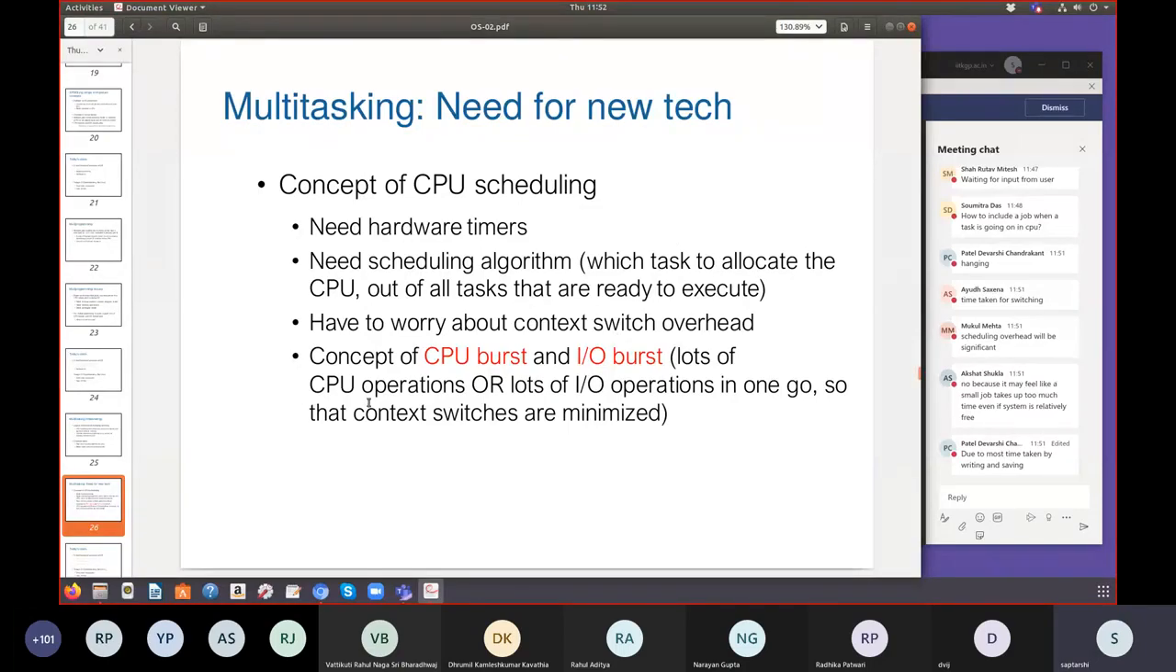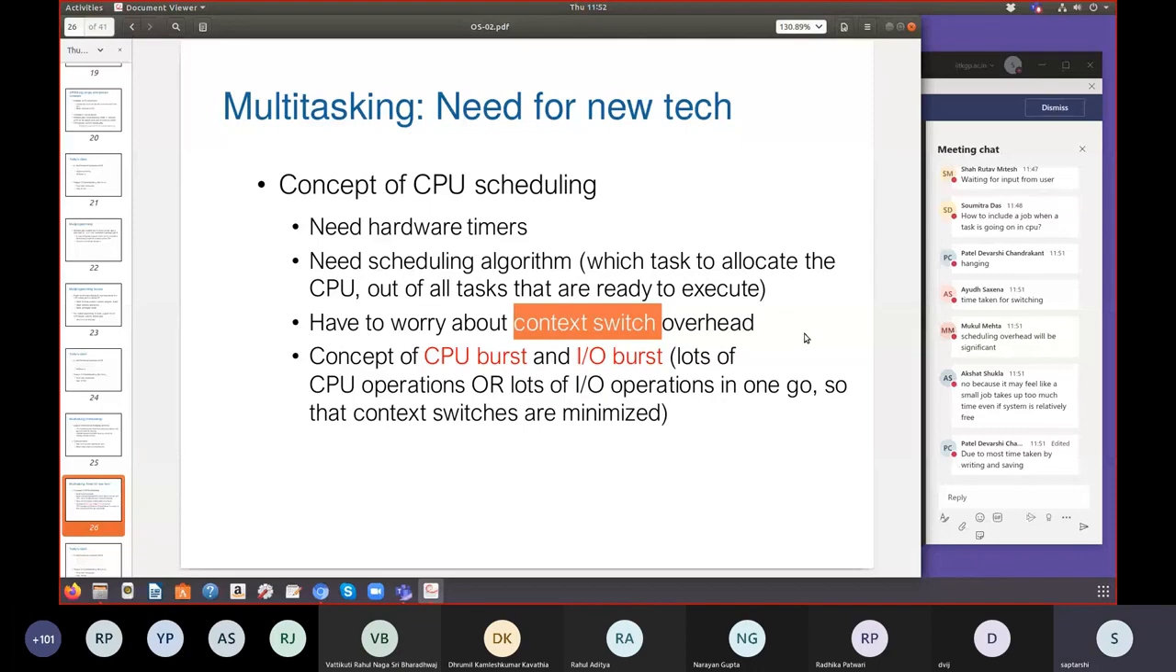And a related concept is the concept of CPU burst and IO burst. As we discussed, there is an overhead associated with context switch. By the way, this task of switching the CPU from one job to another is called context switch. And as we know, this involves many steps.